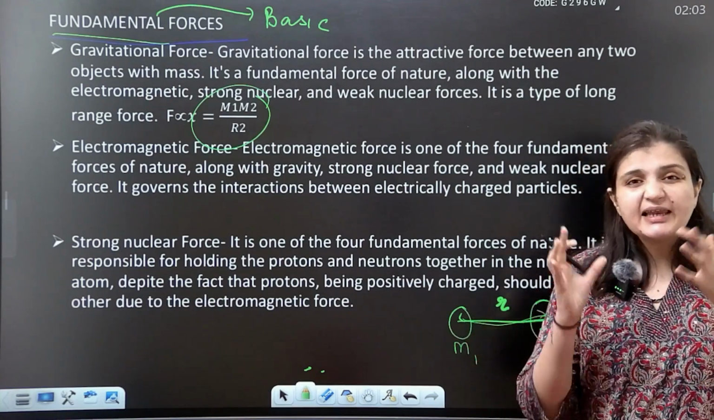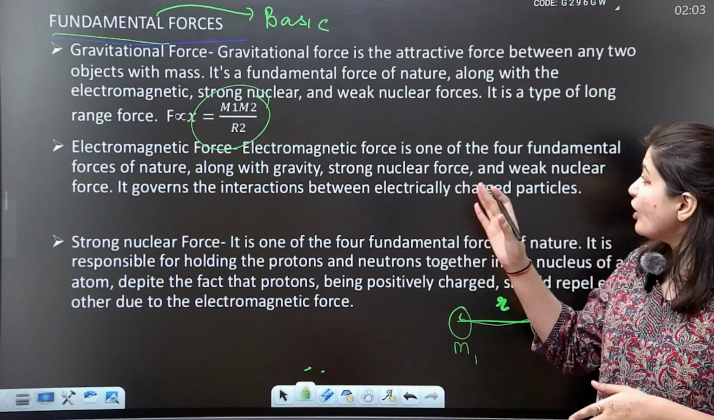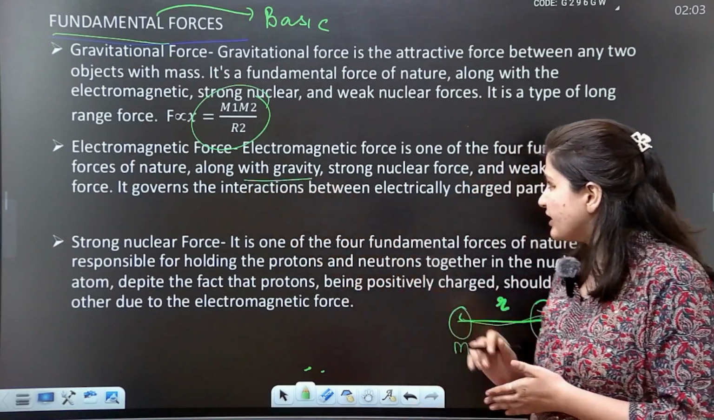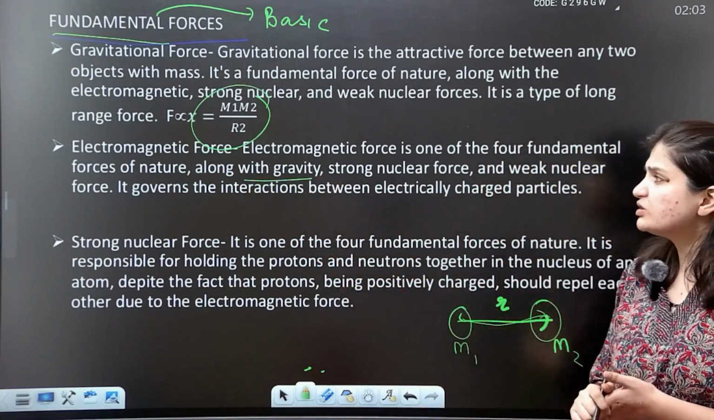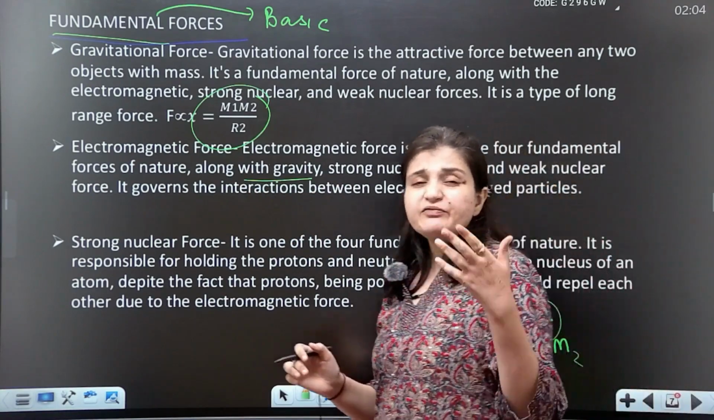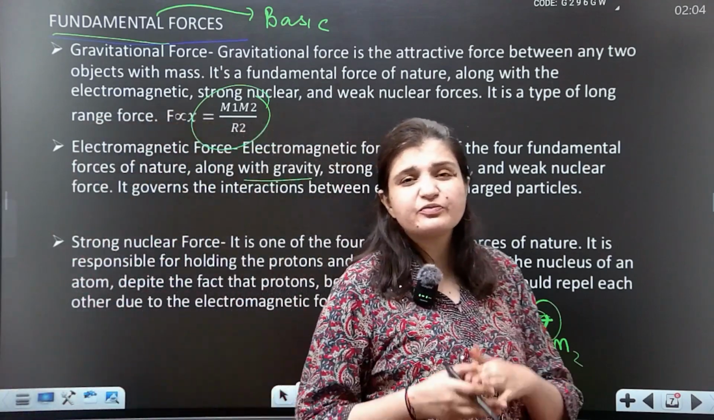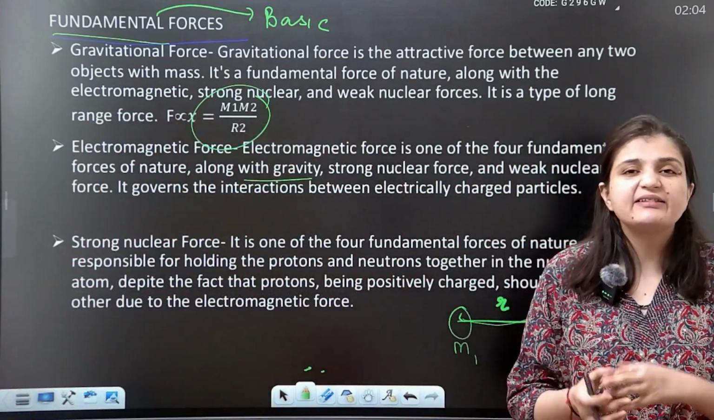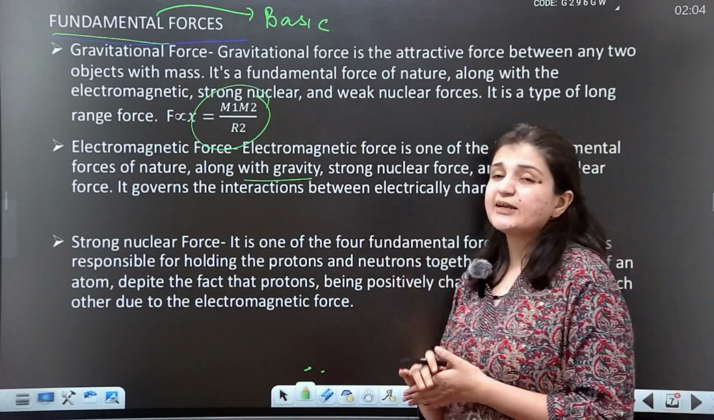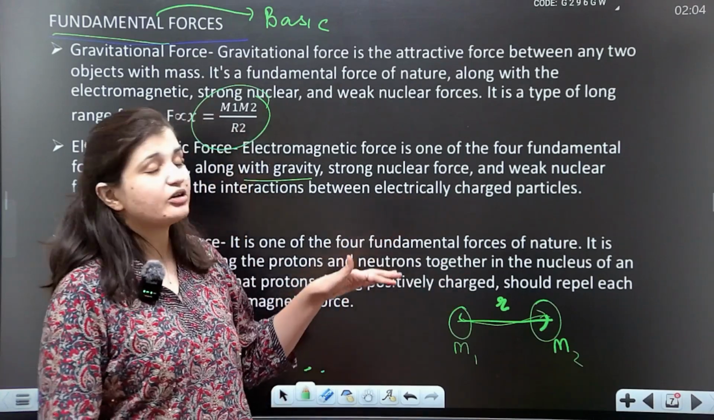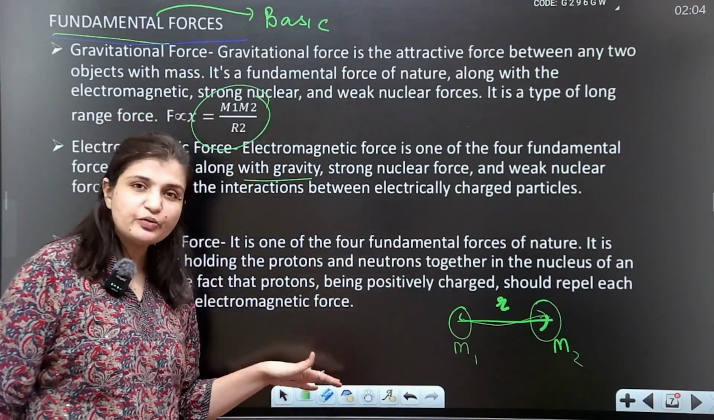Then comes the electromagnetic force. So what is the electromagnetic force? It is also one of the fundamental forces, and it is due to the charges and the magnets. The force which acts between the charges and the magnets, that is the electromagnetic force. It is a very strong force, but it is not stronger as compared to the nuclear force.